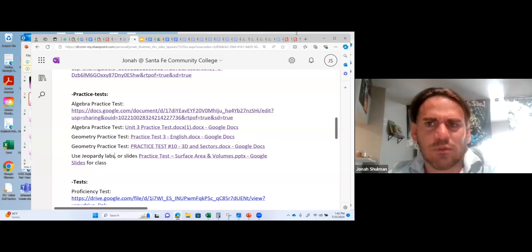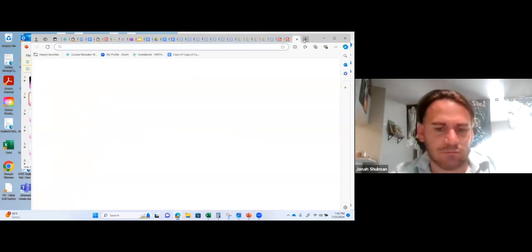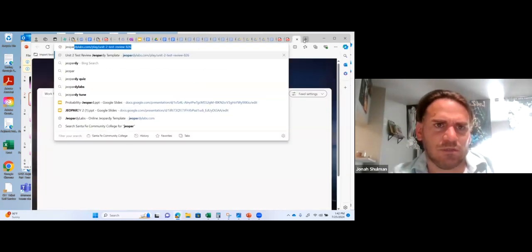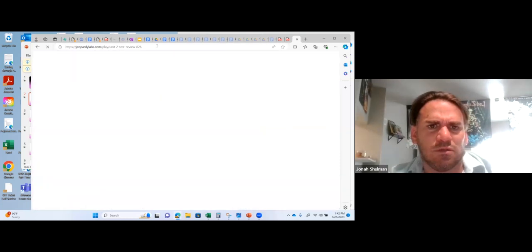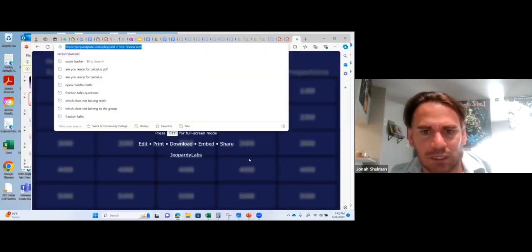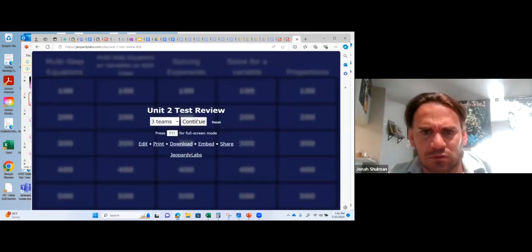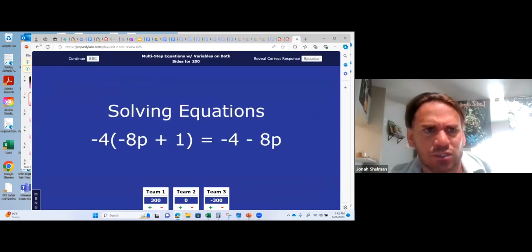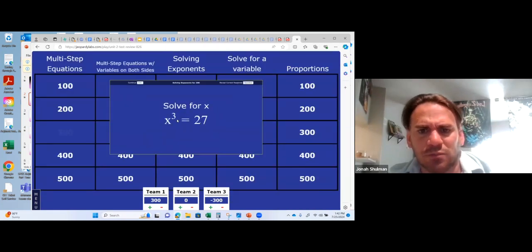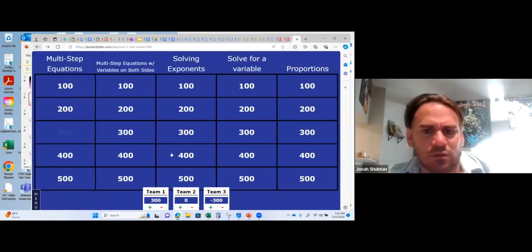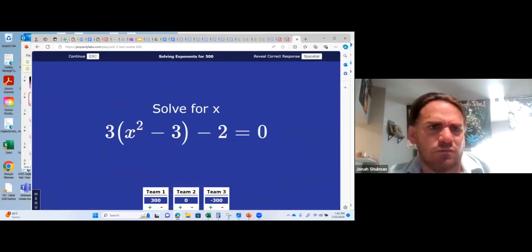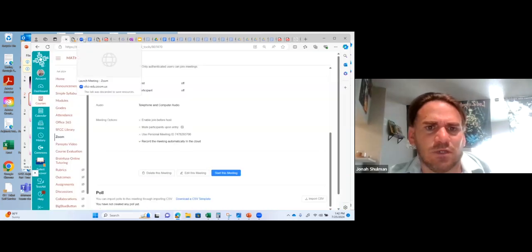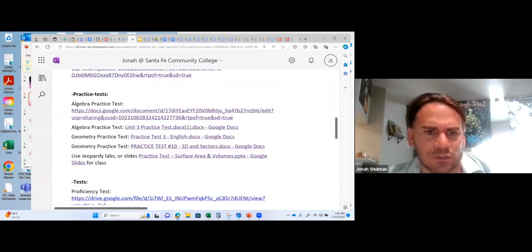You could also use Jeopardy labs, which is great. I've made tons of Jeopardy, but here's a Jeopardy labs. This one that I made, I think so. So yeah, I made this one. Solving an equation, solving exponents. And then you could put the team names and how they did. Solve for X. So I've made some of these, but the good thing about Jeopardy labs, here, let me put this in here for you.